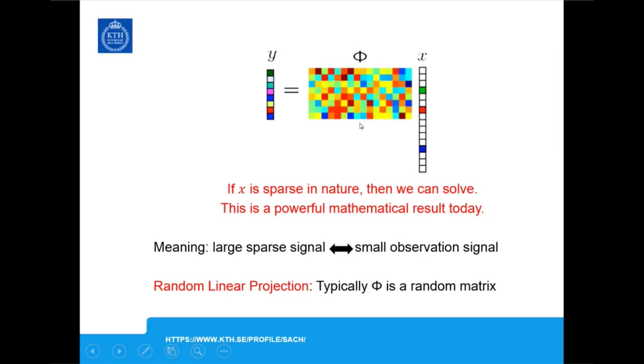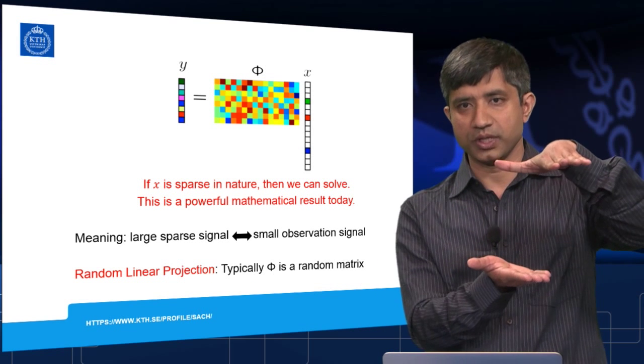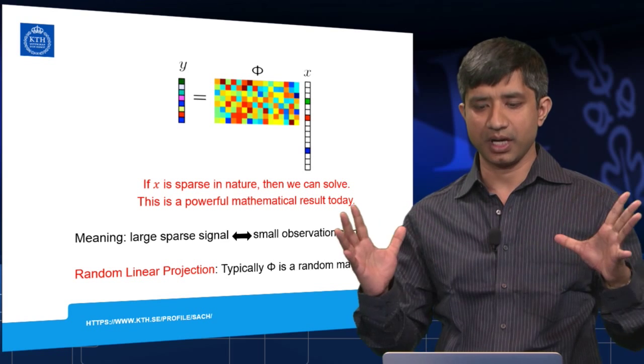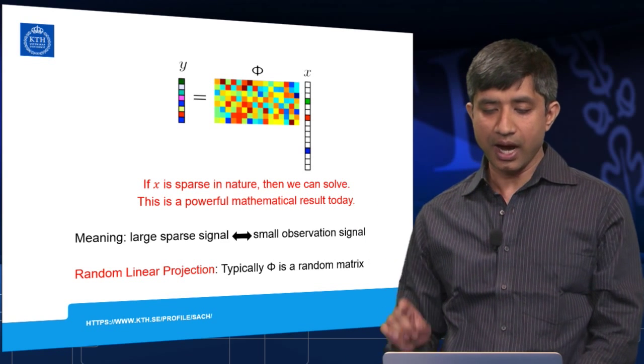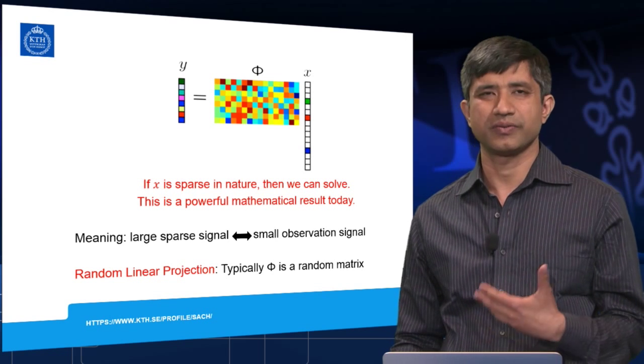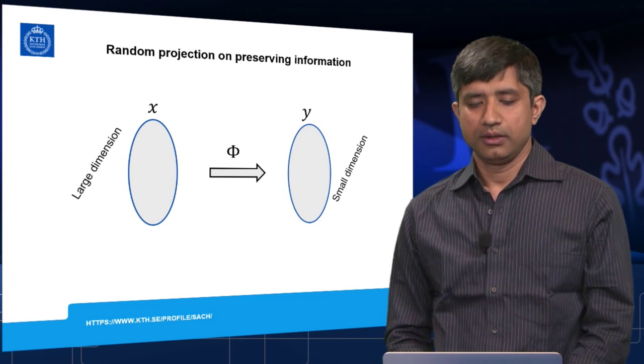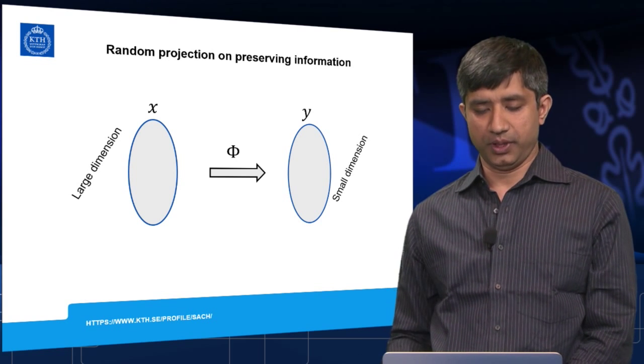But if x is sparse in nature, then we can solve it. This is a powerful mathematical result today, meaning large sparse signal and small observation signal have some kind of equivalence. And phi is a matrix which typically is a random projection, and most of the time this random projection matrix works. So, random projection preserves information.